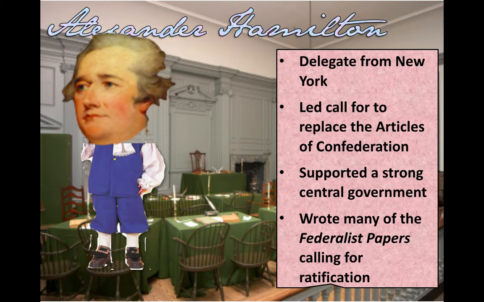And we'll talk about the people that were considered Federalists versus anti-Federalists. And you might think about his support for the strong central government really as an indicator of who would be considered a Federalist versus an anti-Federalist.